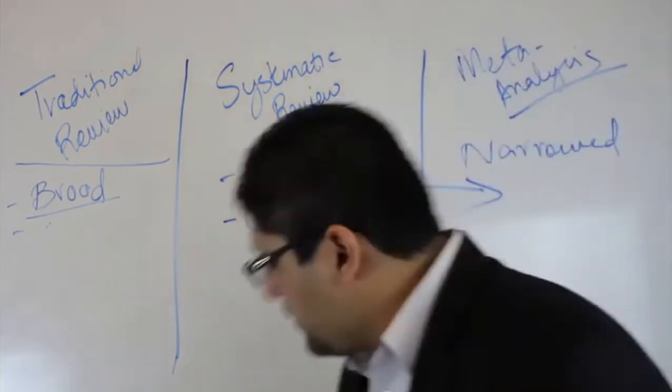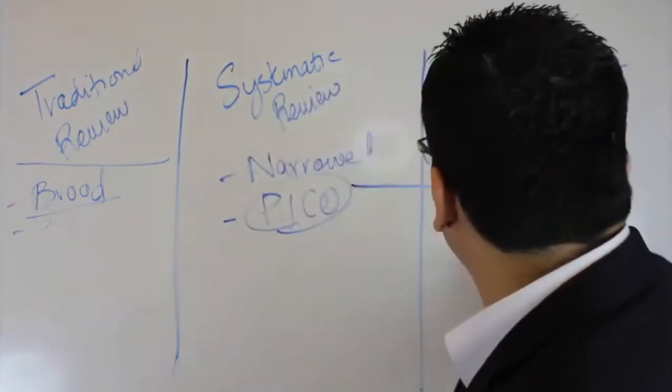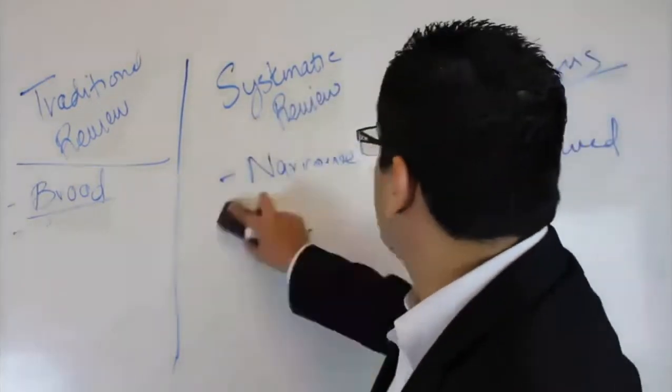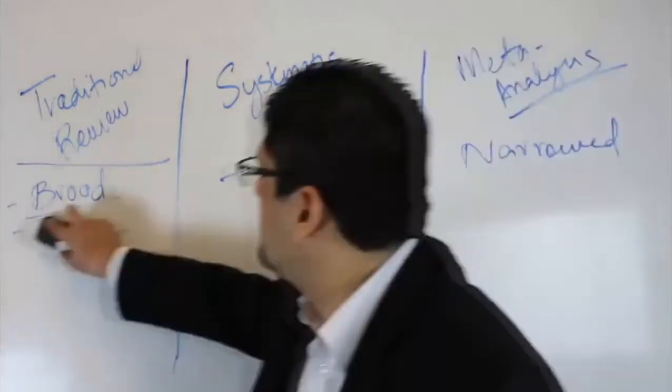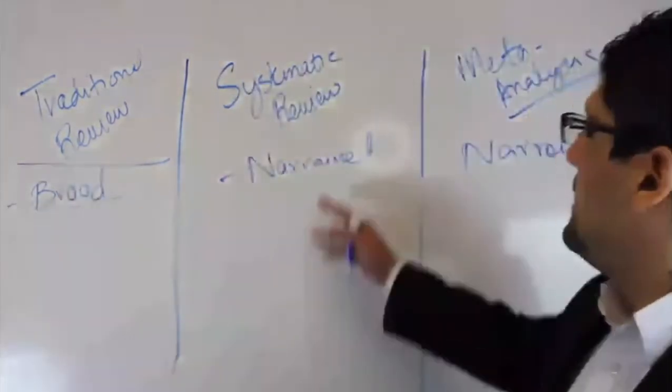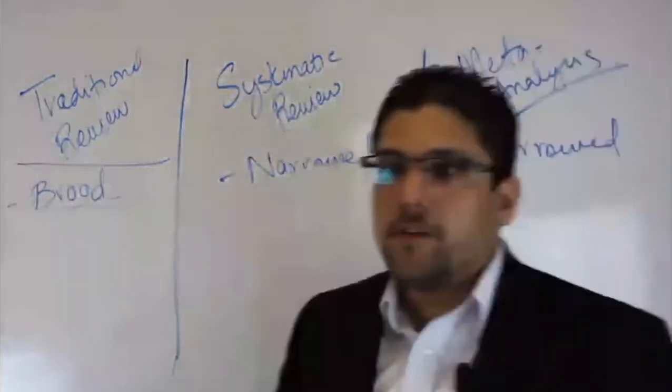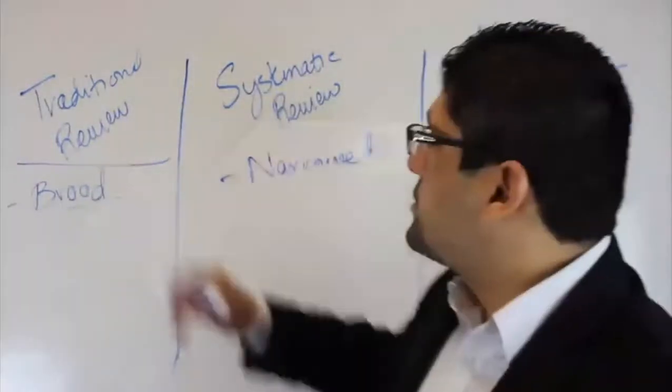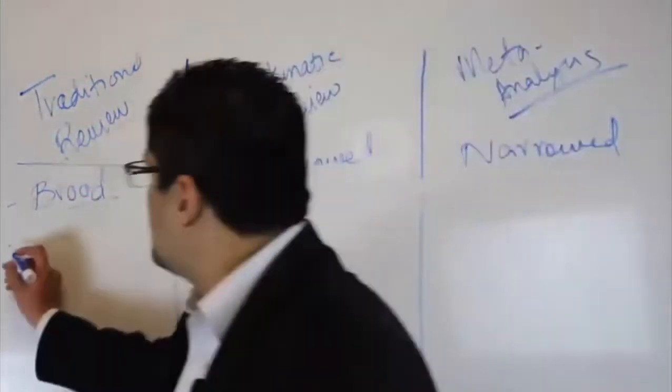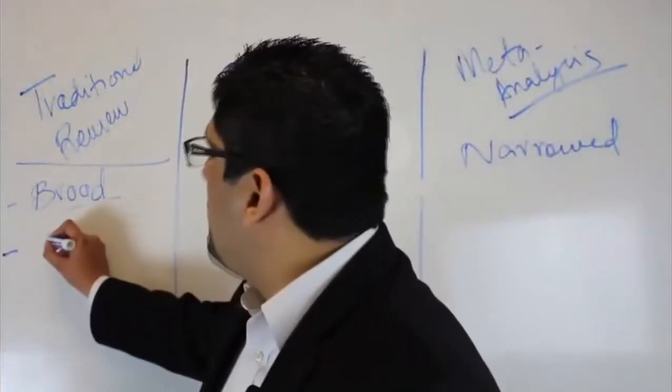We'll talk about this PICO question and everything later. I don't want to confuse you right now. Just remember for now: broad, narrowed. Systematic review and meta-analysis are narrowed. Traditional reviews are broad. Now, traditional reviews follow no guidelines.